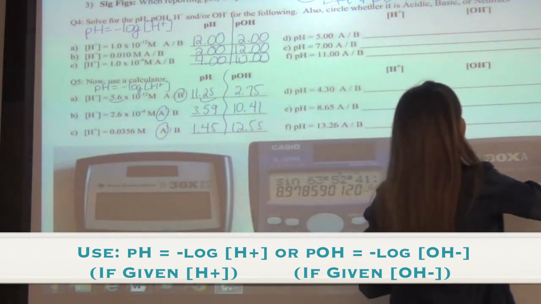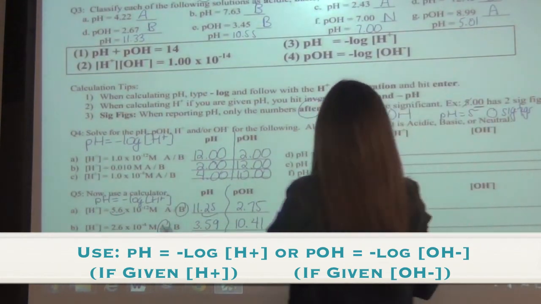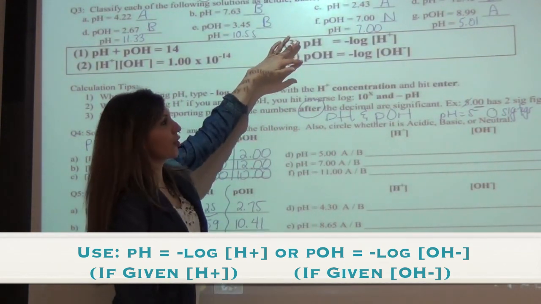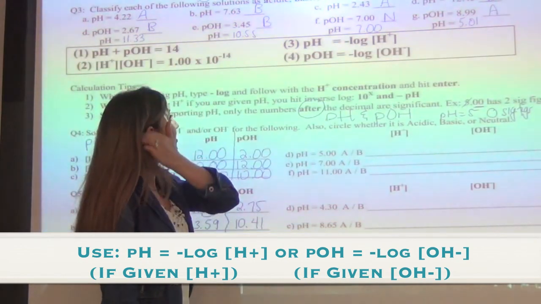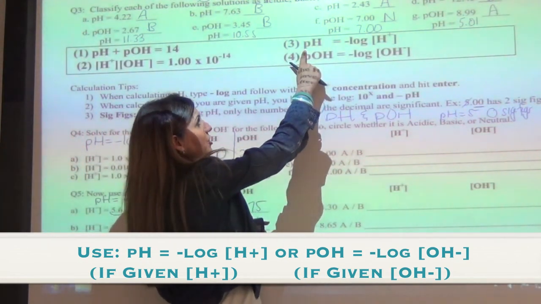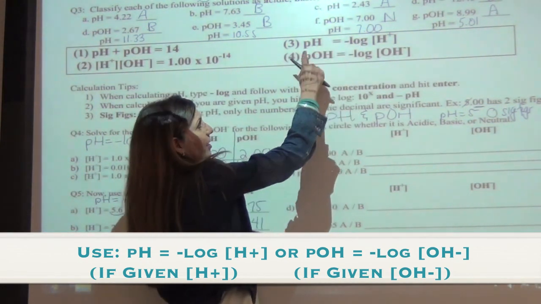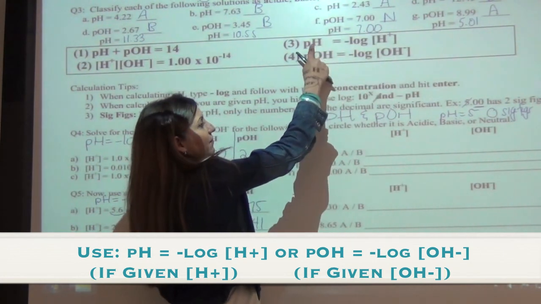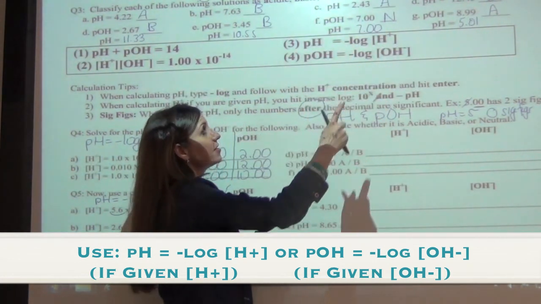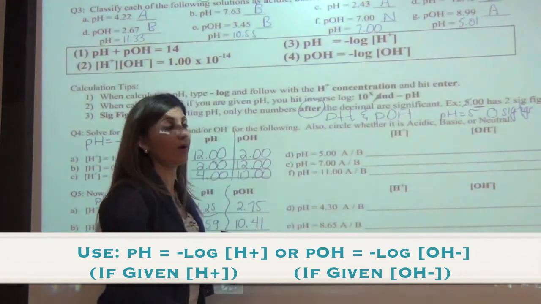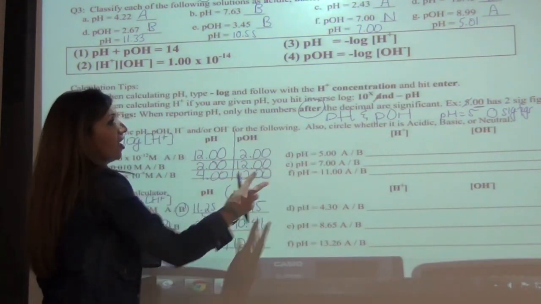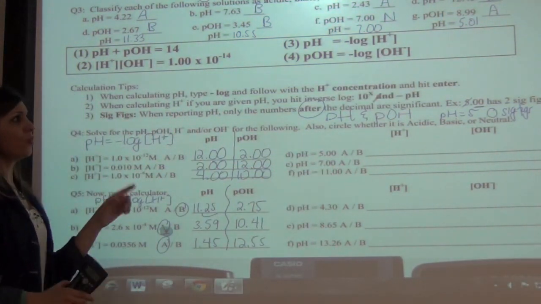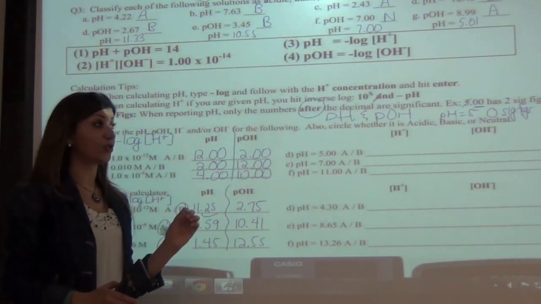So if we come back up to these equations right here, this equation and this equation are really identical to each other. The only difference is, by definition, the p stands for negative log, but if it's the H, then you're using the H plus. If it's the OH, you're using the OH minus. So what we're going to do on this other side here is we're actually going to do the reverse.